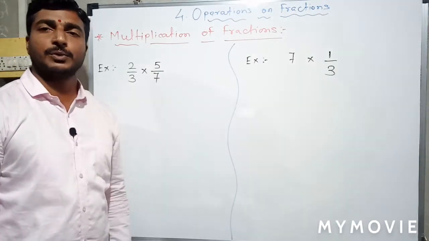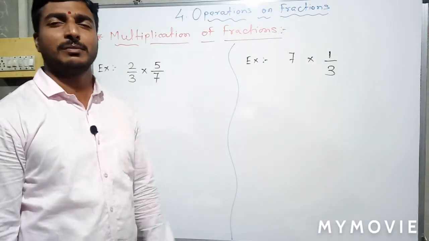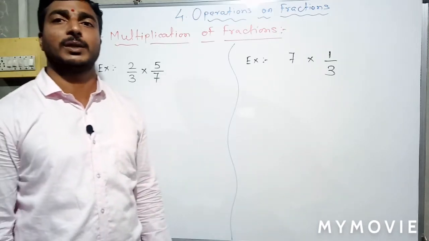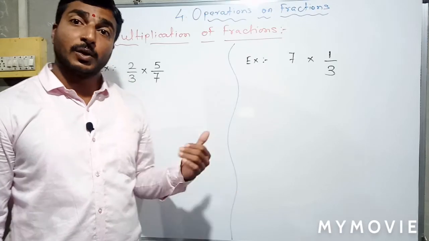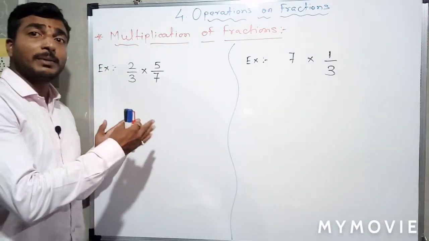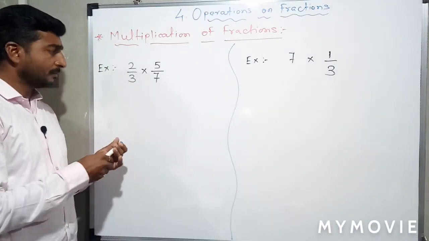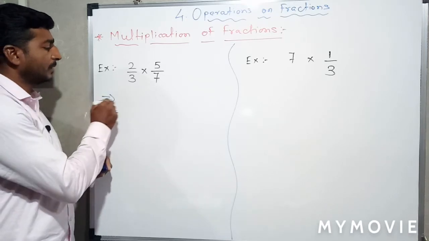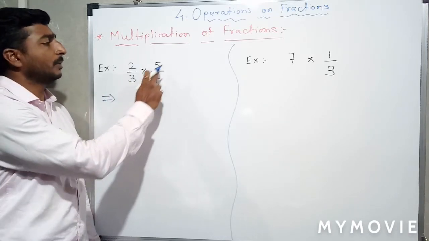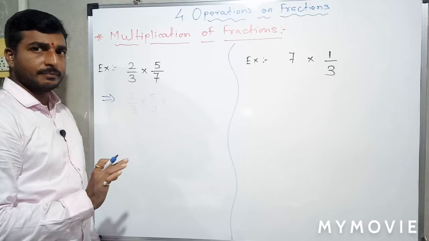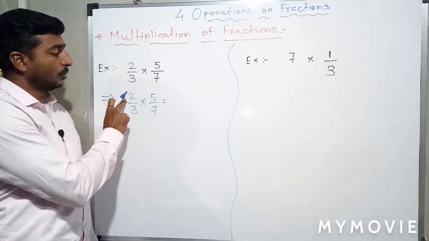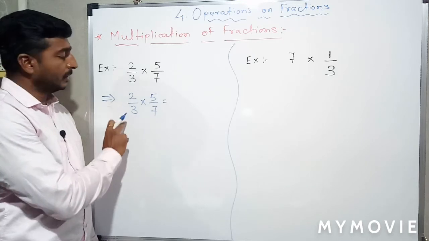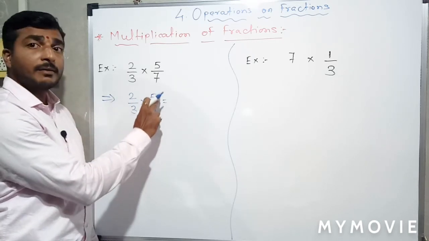You know usually how we do the multiplication of whole numbers, 3 into 5. So we know 3 fives are 15. Now here we are going to learn how to multiply fractions. So let's start. Here is the example that we have taken, 2 upon 3 multiplied by 5 upon 7. What you have to do here is see the numerators. The numerator here is 2, the numerator here is 5.